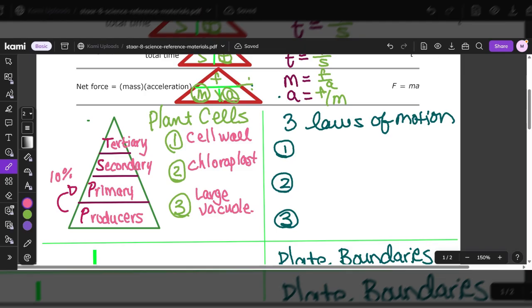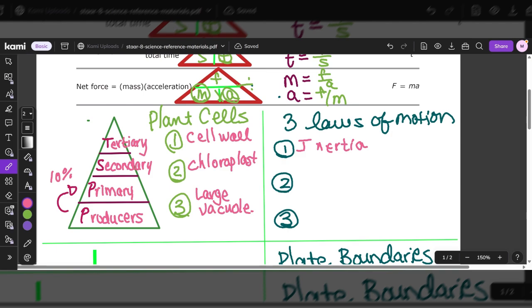Then you have your three laws of motion. First law is law of inertia. On the day of the test, you can actually write out the whole thing. An object in motion will stay in motion. An object at rest will stay at rest until an unbalanced force acts on it.